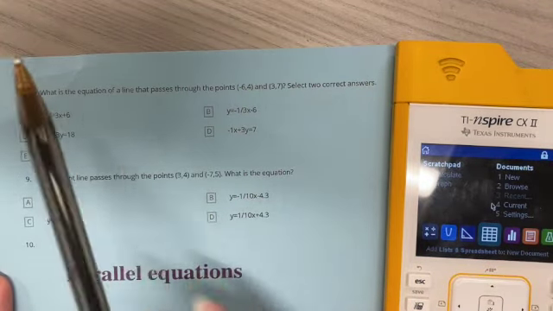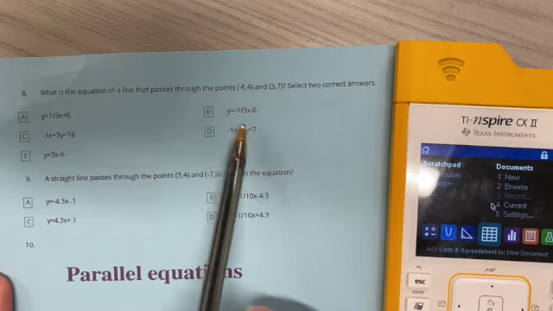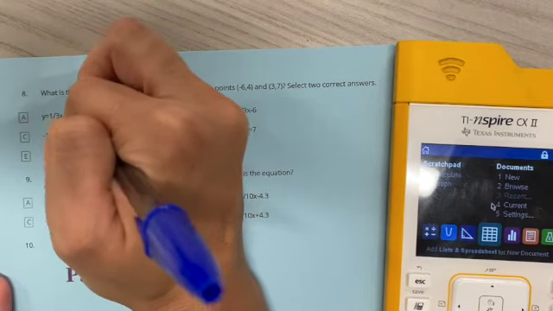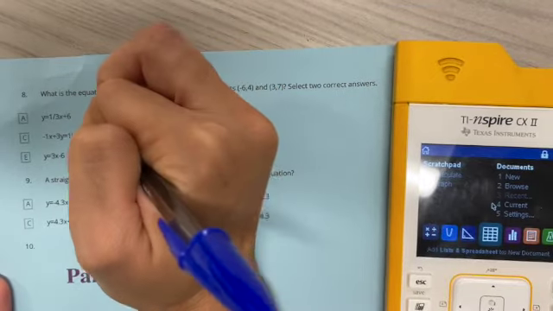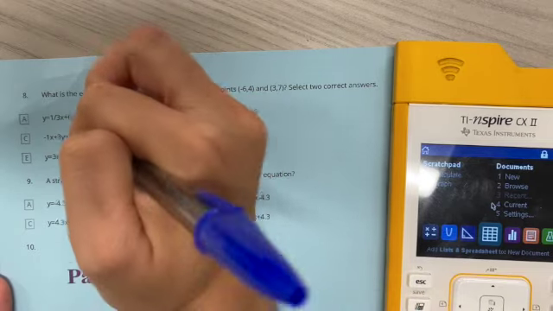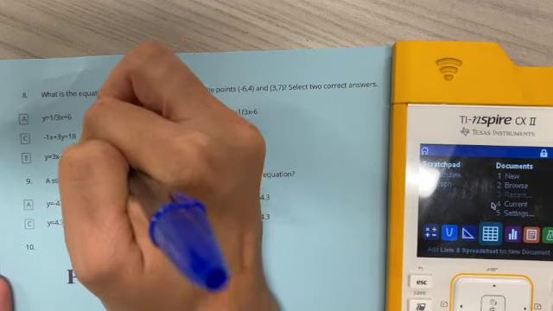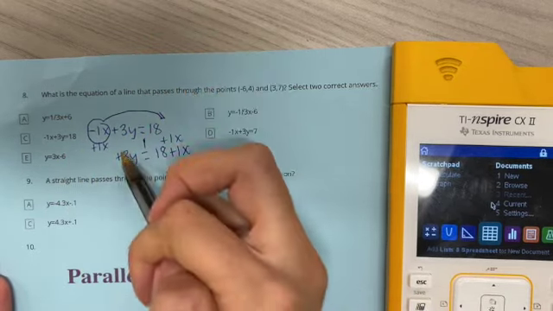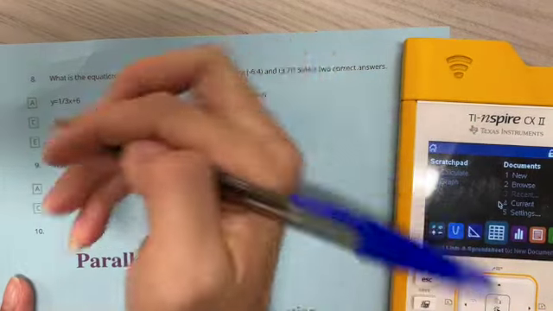So first thing, are all my answer choices in mx plus b? Yes, yes, no, no, yes. So I'm gonna convert this to mx plus b. So bring this over, opposite, so plus 1x, plus 1x. Bring down plus 3y. 18 plus 1x. And remember, the reason we're bringing down the sign is because I don't want you guys to drop off the sign if it's a negative or a subtraction.